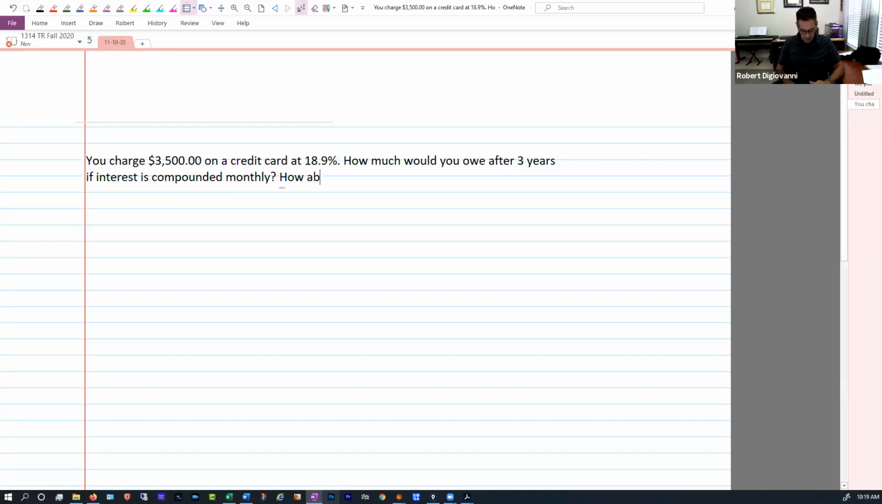How about continuously? So we're just going to compare two different ways, if they compound interest monthly versus continuously, and I'm going to do one case on one side and the other on the other. So for the first one, we're going to have to use the non-Pe formula, and on the other side, we can use the Pe formula.